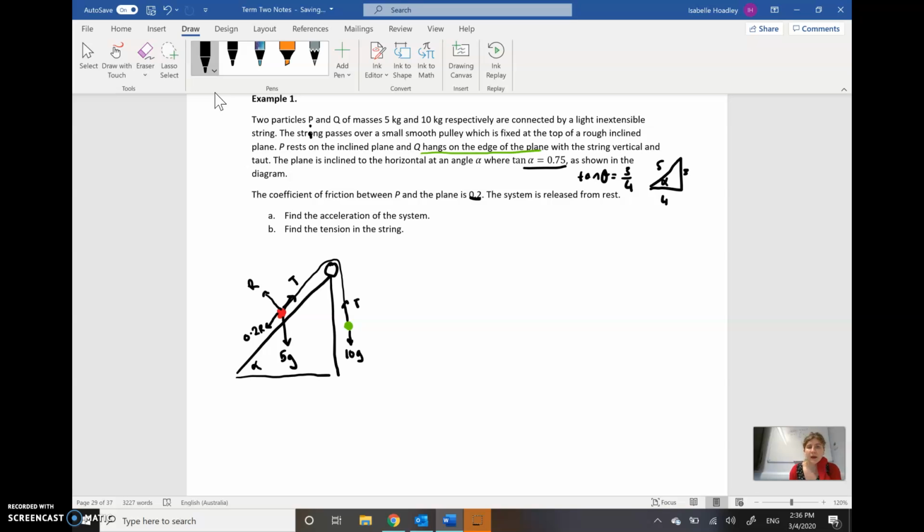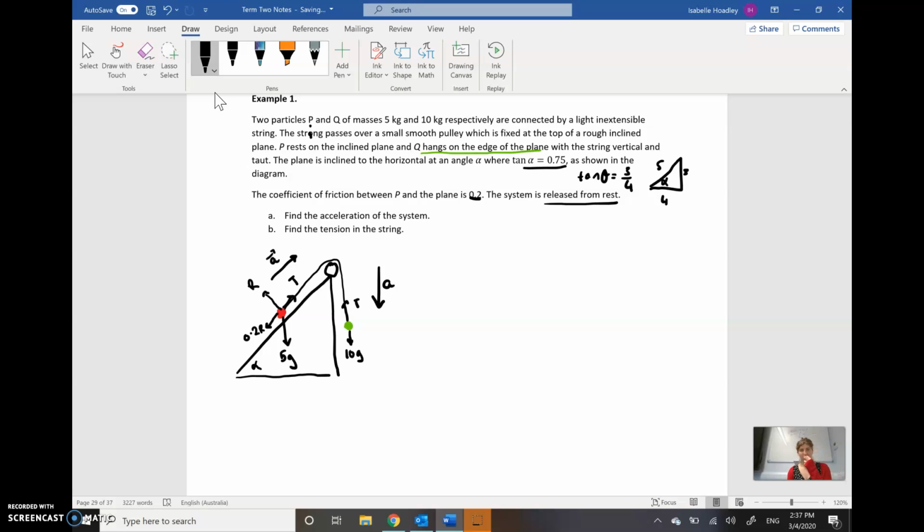From here, the last thing that we have to do is talk about the acceleration, because the question says find the acceleration of the system. So if we imagine this system is released from rest, again, this 10G force is going to pull downwards. So at Q, we've got acceleration moving in this direction, and our acceleration of P is in line with the plane. So our acceleration for P is moving in that direction there.